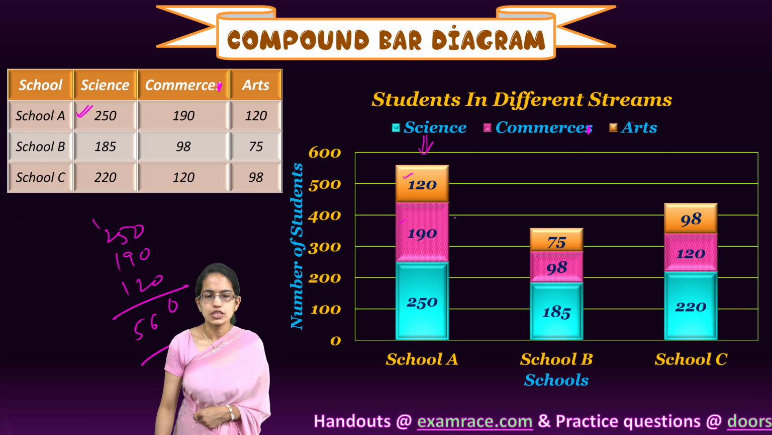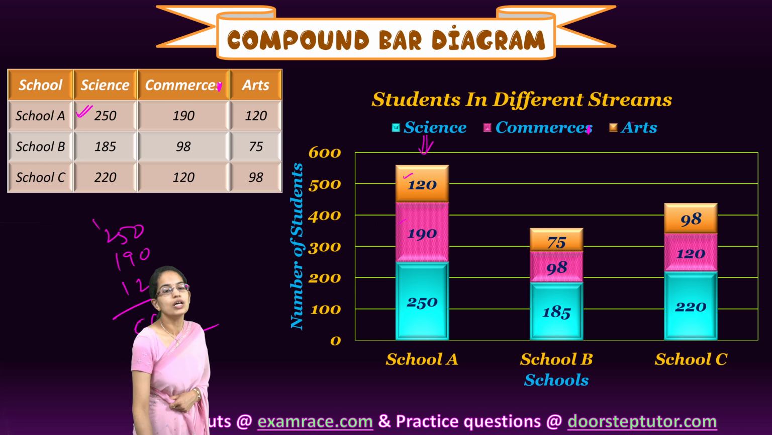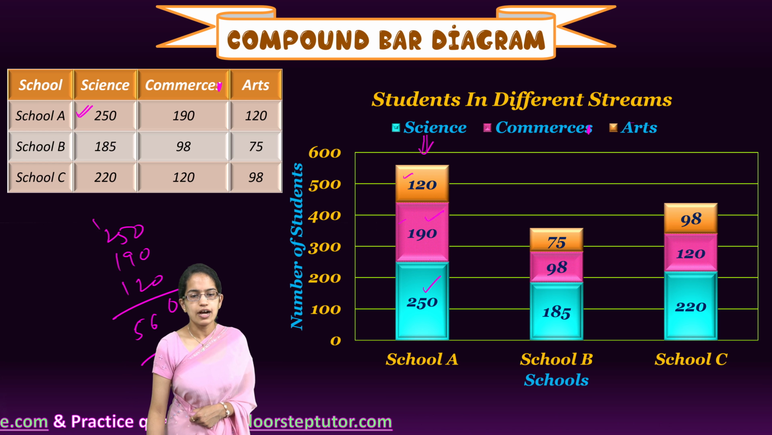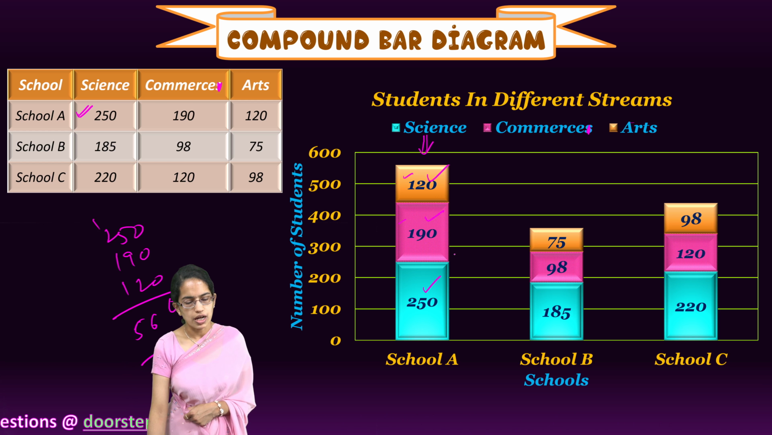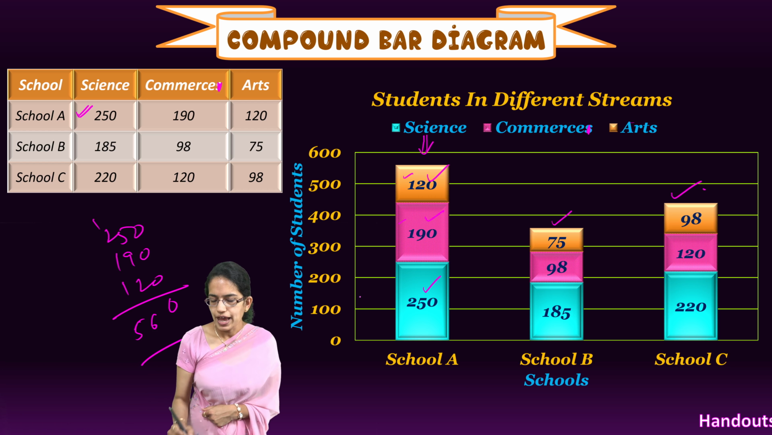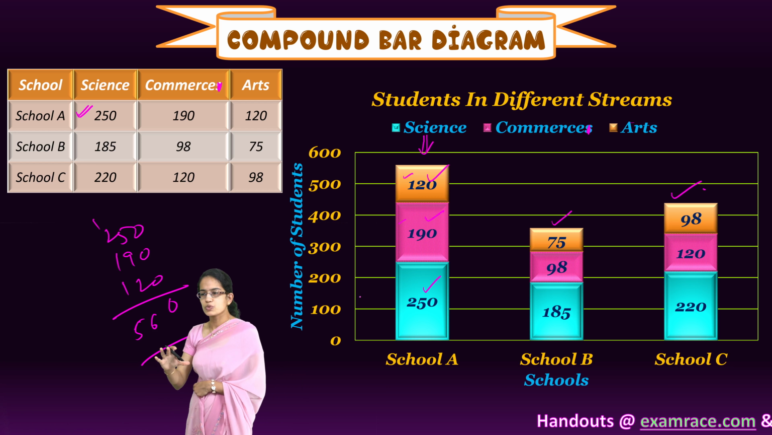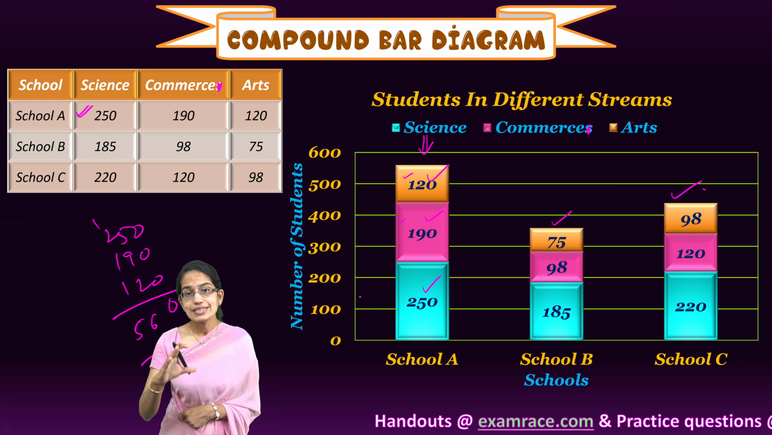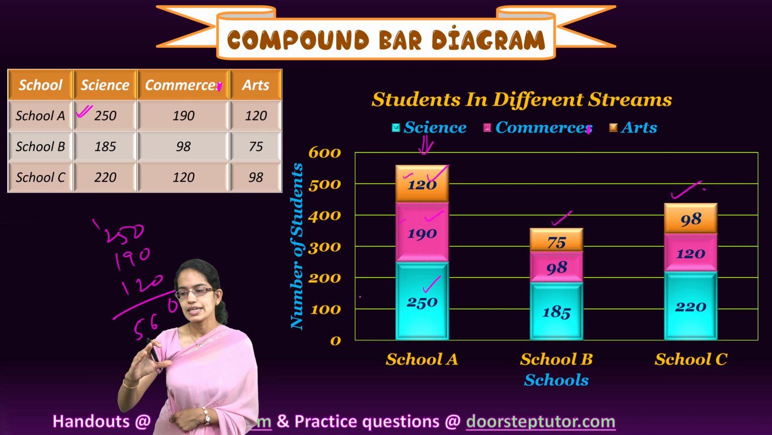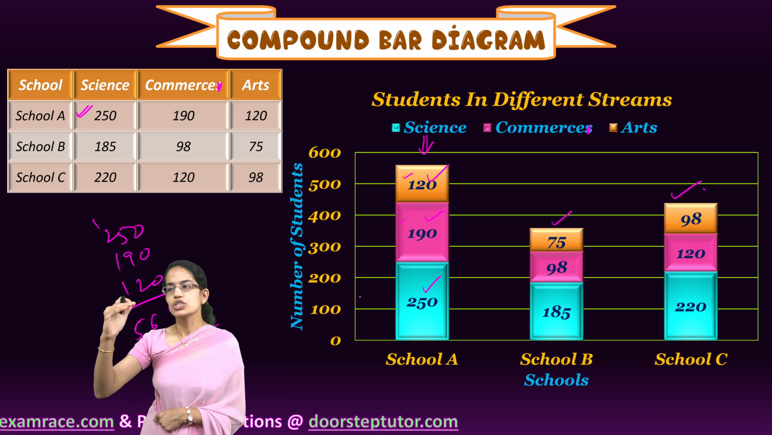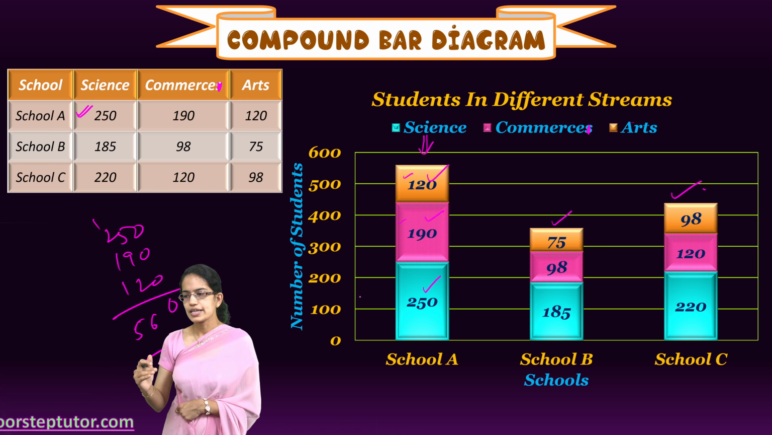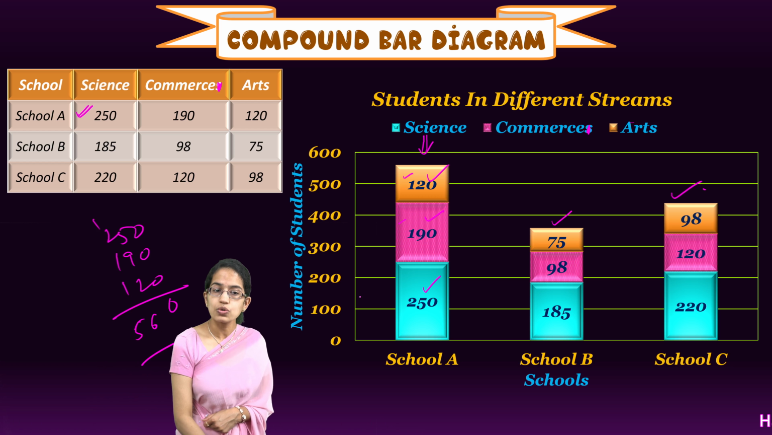So total 560 students are enrolled in this school, of which 250 are for sciences, 190 are for commerce and the remaining for arts. And similarly I plot for school B and C. Now what happens here is I am grouping the students in one variable, that is the total number of students, and from that total I am segregating the streams under which the students would be there. So I am simply dividing that and showing different variables through this method.